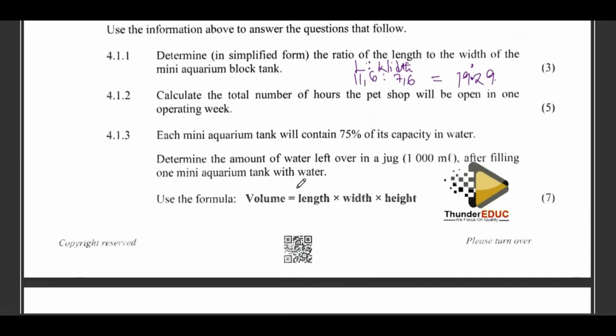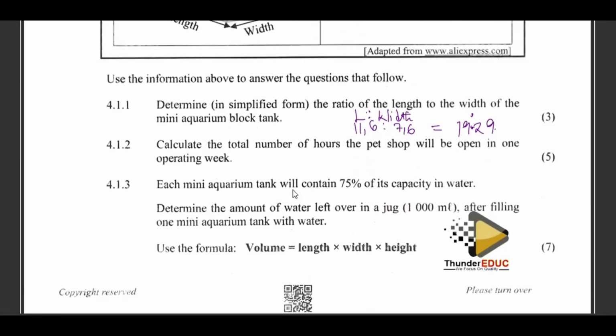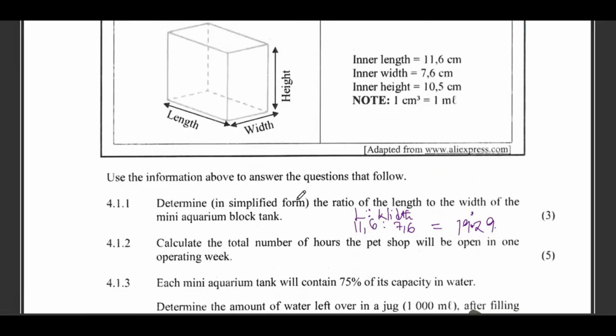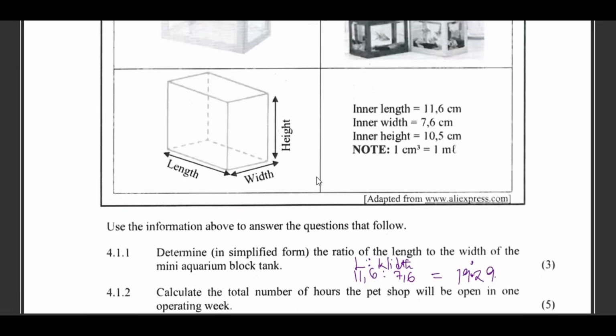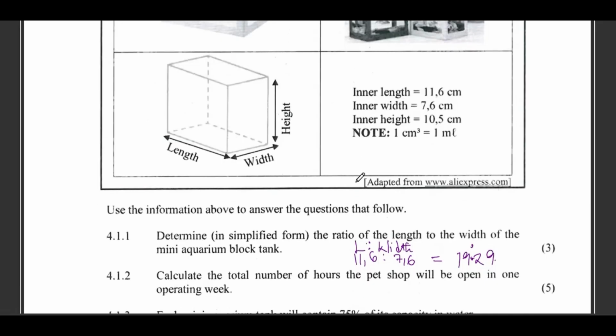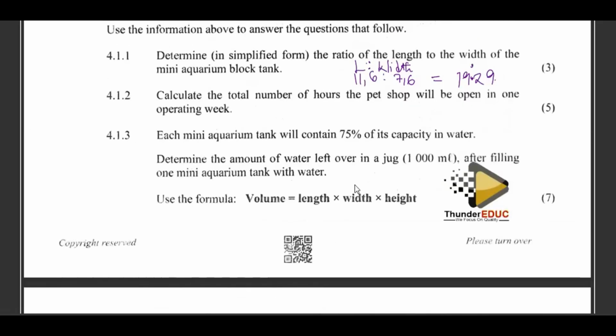So first and foremost, you need to find the volume that is there at the moment. Allow me to use this part here. We shall say volume equals, okay, it's already given to you. So we're going to bring out the length, breadth, and the height. Take note of that. Volume will equal 11,6 times 7,6 times 10.